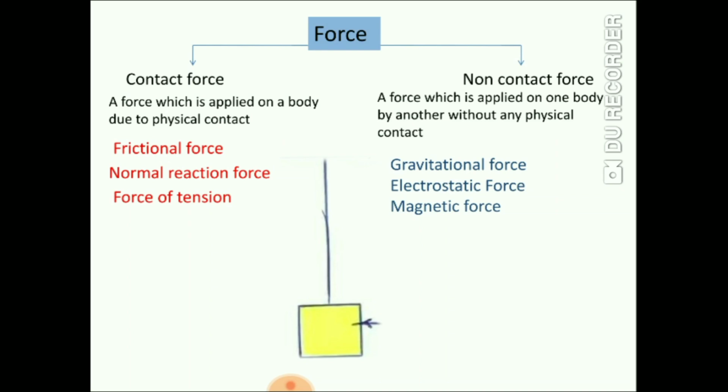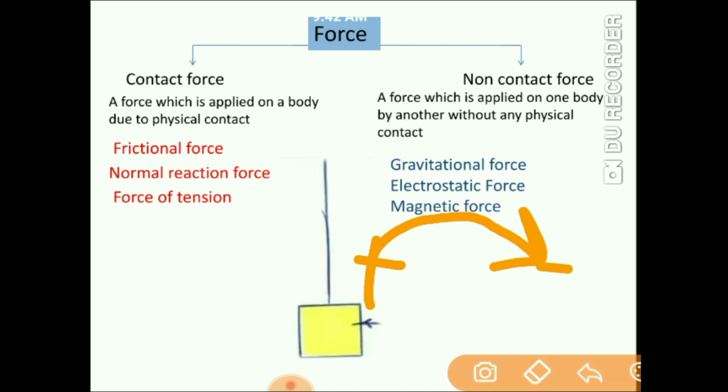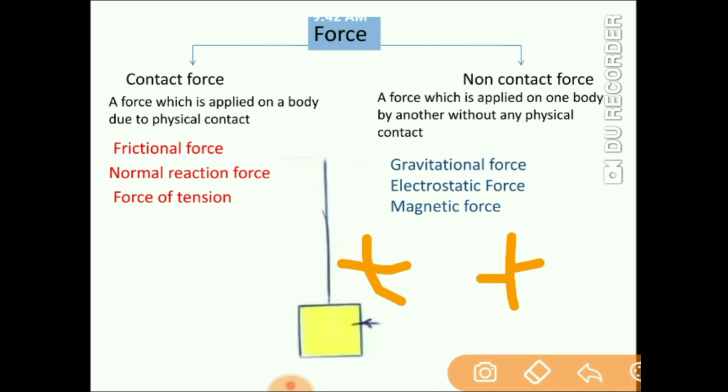Example, gravitational force between earth and moon, we can say. Another one is electrostatic force. Electrostatic force is the force between two charges. Suppose there is a positive charge here and a negative charge here. This positive charge will attract this negative charge towards itself without touching it. So this is a non-contact force. Suppose we have both positive charges. Now this positive charge will repel this positive charge, or this positive charge will repel this positive charge, without actually touching it. These are electrostatic forces.